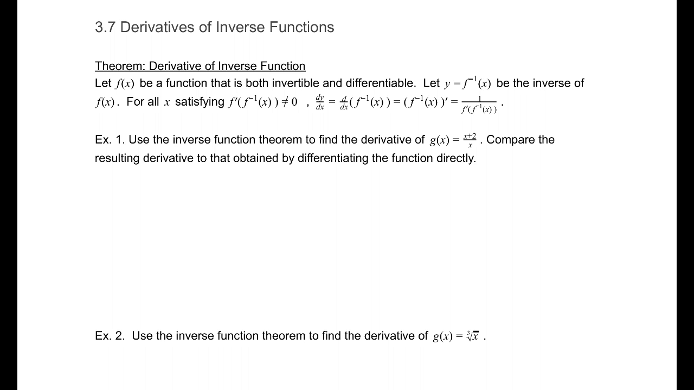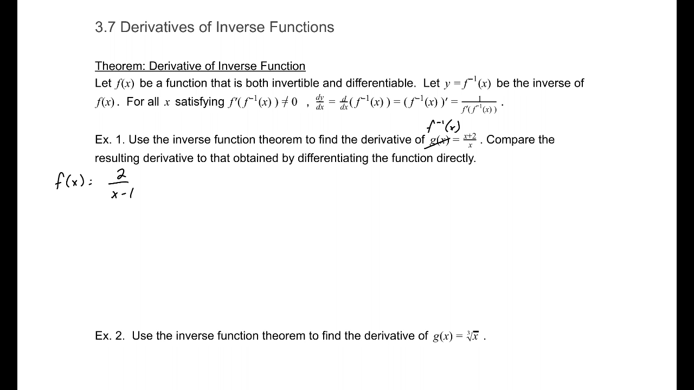Example 1, use the inverse function theorem to find the derivative of g of x equals x plus 2 over x. Now, we want to think of this function g of x as the inverse of some other function f. So I'm going to go ahead and write f inverse of x, just so I can think of it as the inverse of f. So the inverse of g of x is f, which is 2 over x minus 1. By way of some algebra, we can show that that is true.